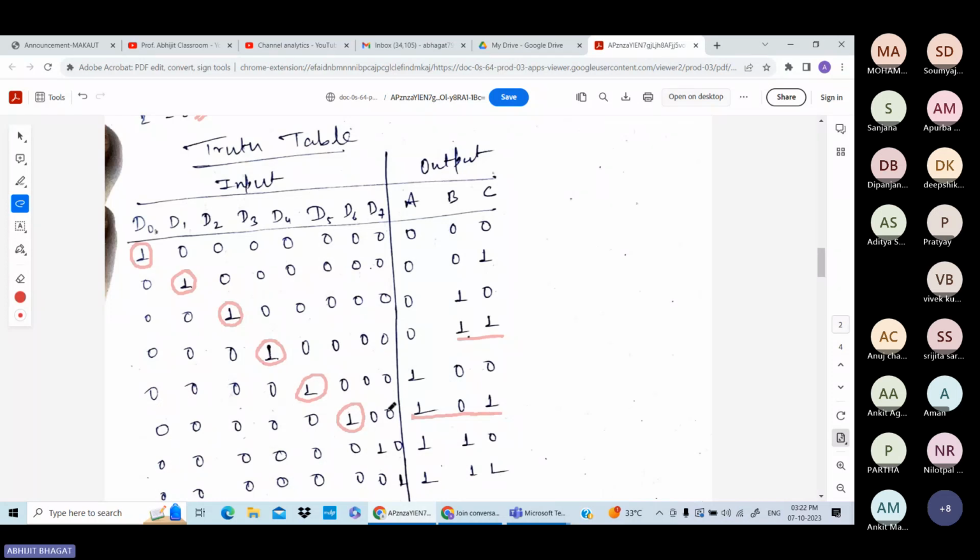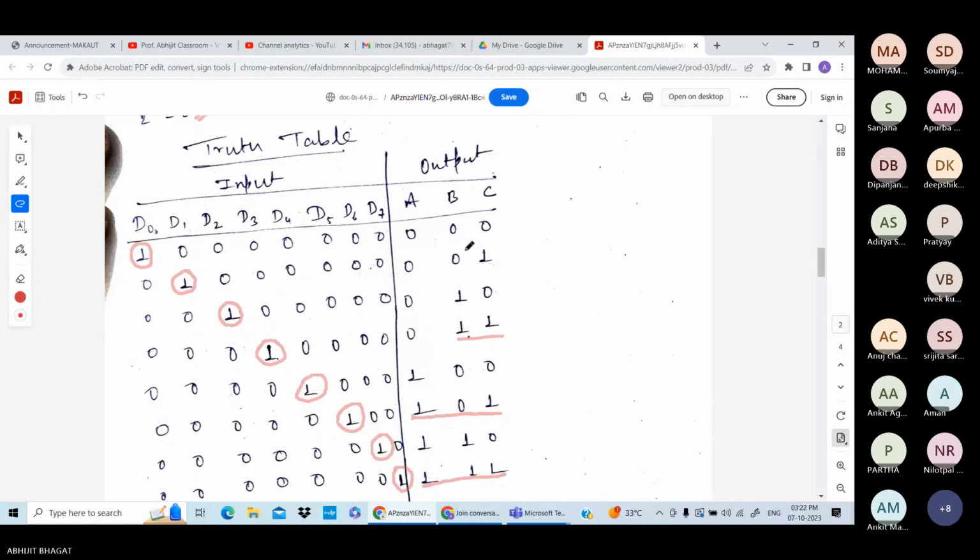When D6 value is 1, it is 1, 1, 0. Next combination is 1, 1, 0. And when your D7 line is 1, in that case, all outputs are 1, 1, 1. So this is the truth table for 8 to 3 encoder.